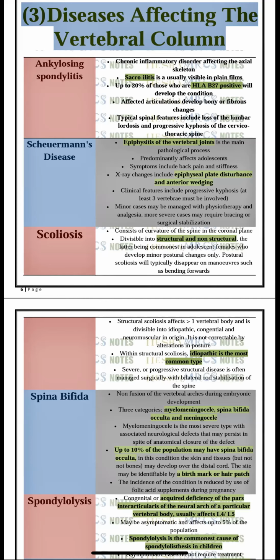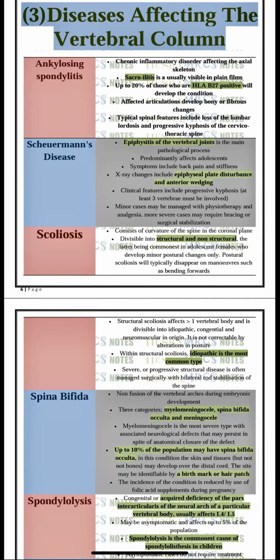So your patient will present with loss of lumbar lordosis and progressive kyphosis. Just a single word to be diagnostic for this ankylosing spondylitis: it will be positive HLA-B27. Positive HLA-B27, human leukocyte antigen B27. Then what is Scheuermann disease?